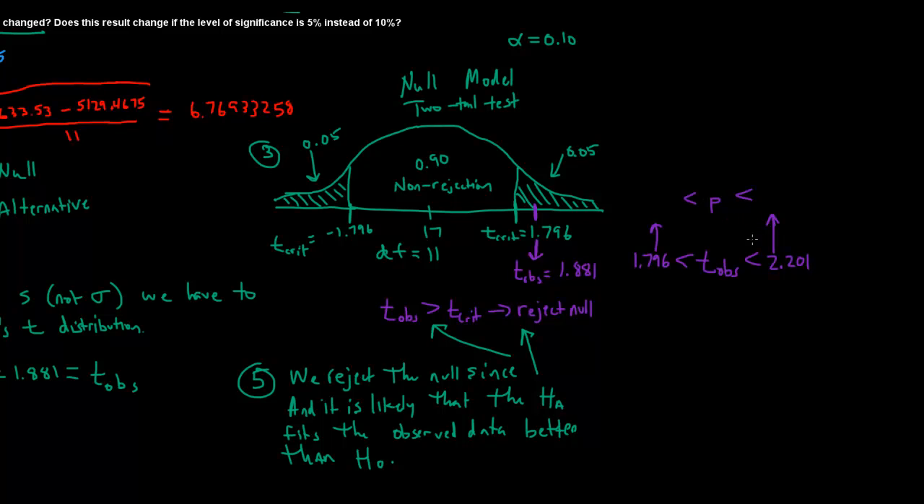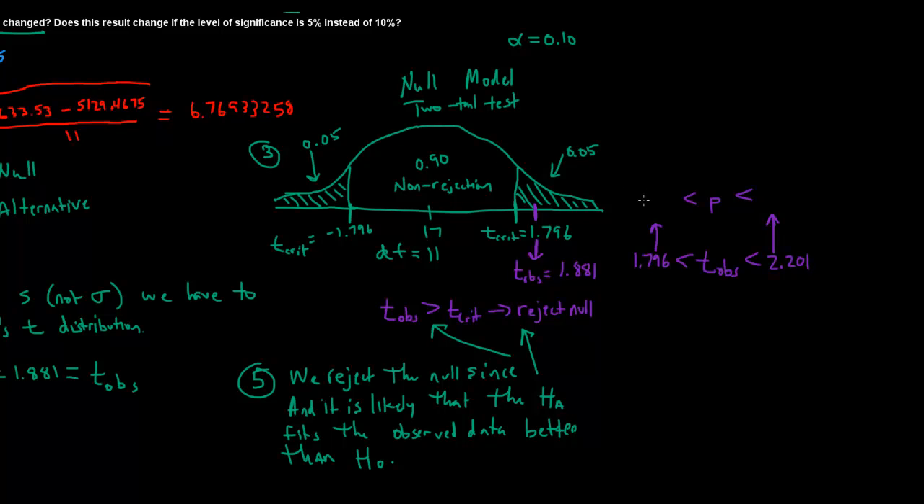I can't find the exact p-value without a calculator or a computer, but using the table in the back of the book, I can find a range of p-values. I can say the p-value associated with my observed t-value is between this and that. So what are those two p-values? Oh, let's see here. Degrees of freedom of 11 here is 0.05 and 0.025.